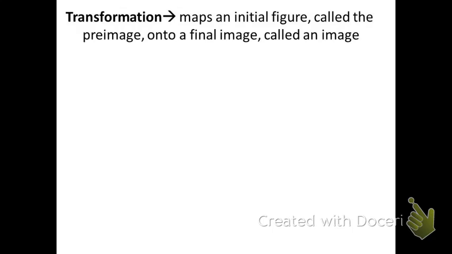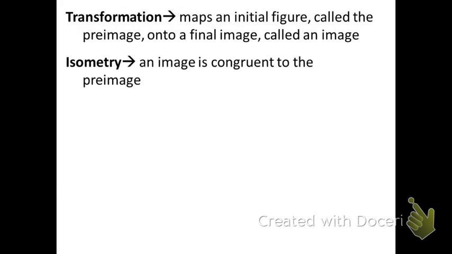A transformation is something that will map the initial figure, called the pre-image, onto a final image, called the image. So what's important there is that we start with the pre-image, and what we end with is called the image. An isometry is when the image is congruent to the pre-image; we consider it to be isometric, or an isometry.